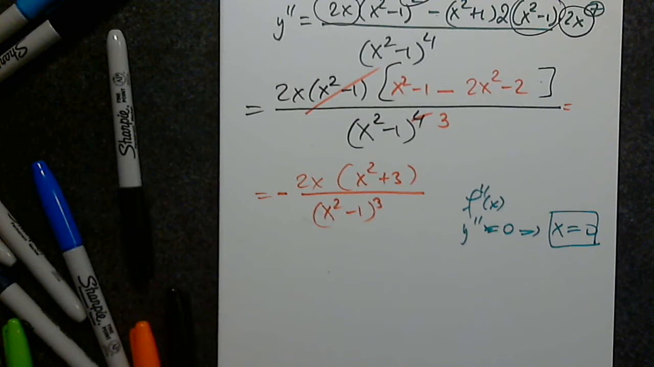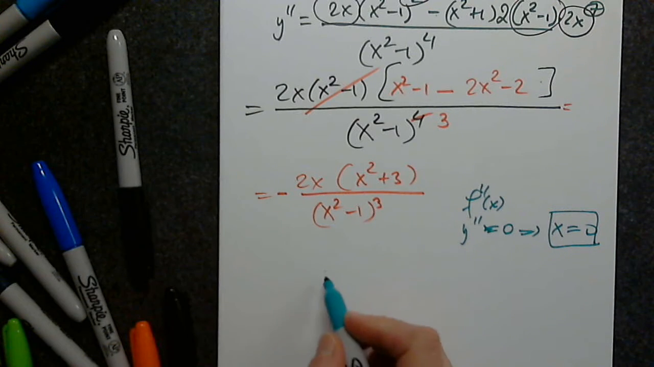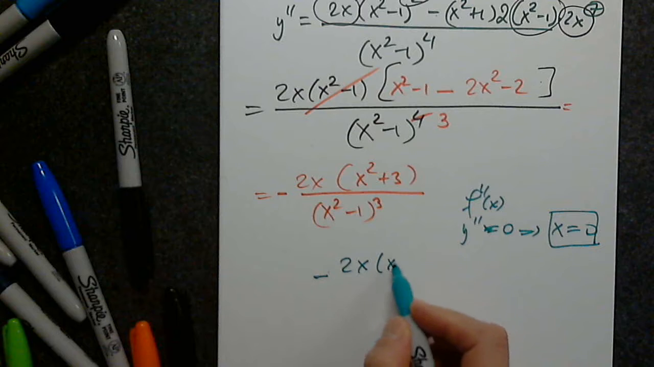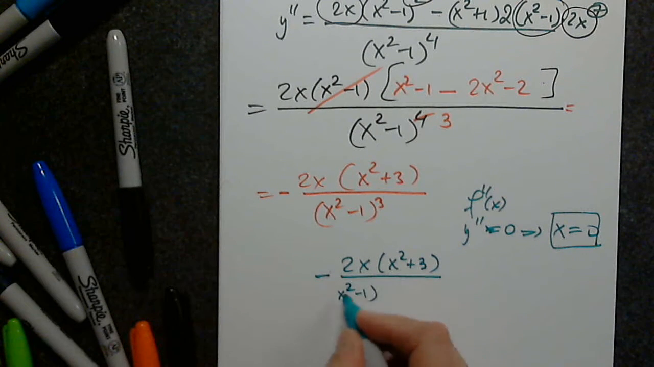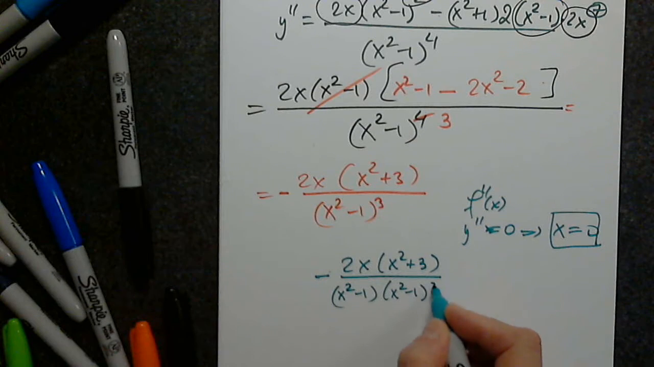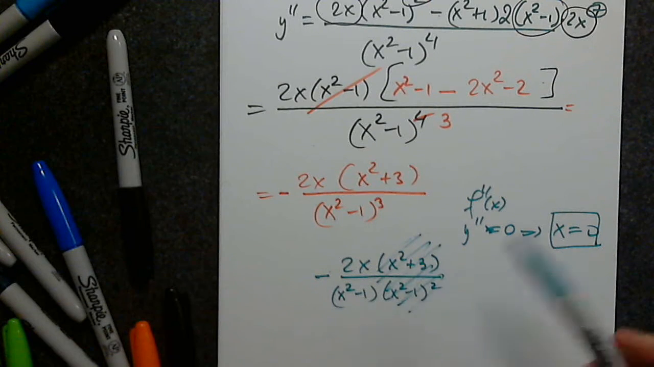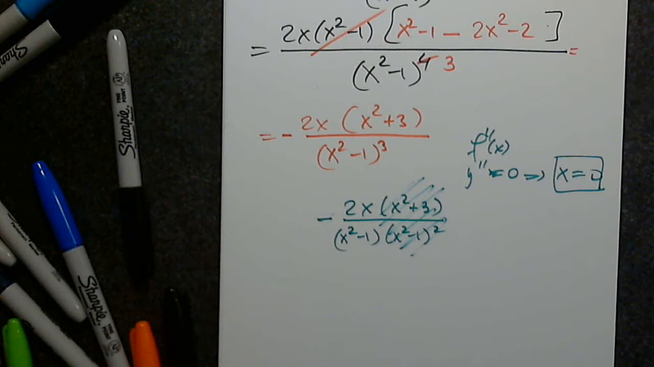Okay, now I have to study the sign. And I will prepare it for this sign like this, because I will not put anything in here. It would be a waste of time. x squared plus 3 and x squared minus 1 squared are always positive. I don't care to plug in anything in there.